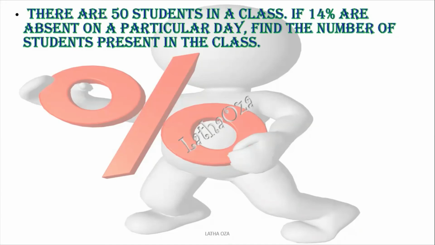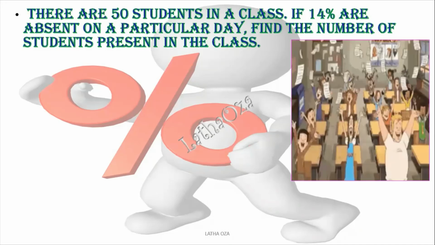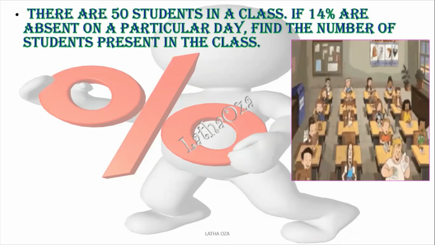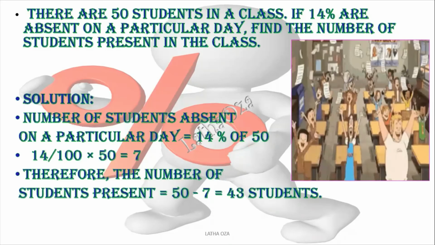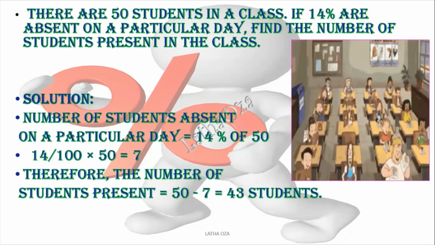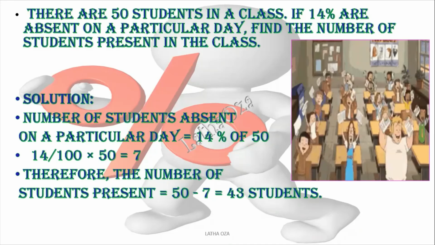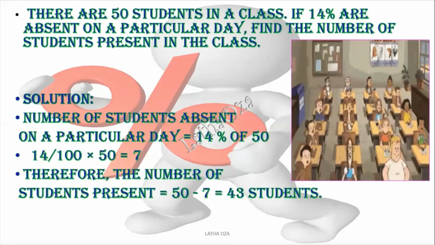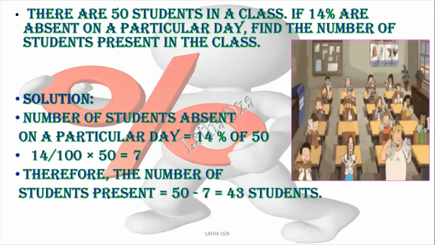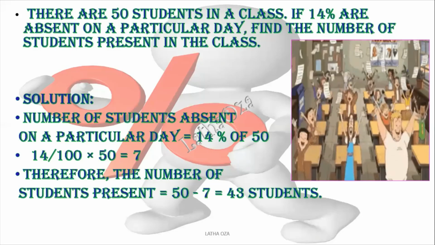To understand word problems, let us take one example. There are 50 students in a class. If 14% are absent on a particular day, we have to find out the number of students present in the class. So let us find out. The solution: number of students absent on a particular day is equal to 14% of 50. 14 by 100 into 50 is equal to 7. So therefore, number of students present is equal to 50 minus 7, which is equal to 43.